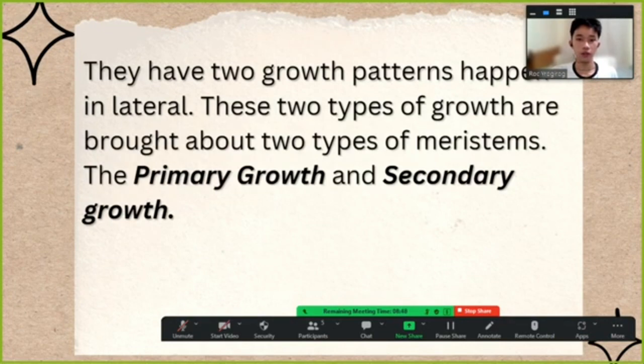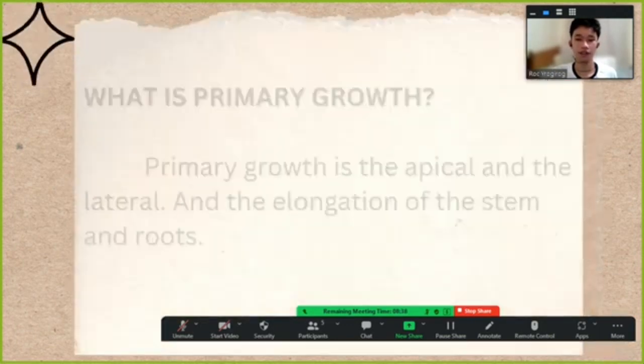They have two growth patterns that happen in lateral. These two types of growth are brought about by two types of meristems. The primary growth will be discussed in the next slide, and the secondary growth. Next slide, please.